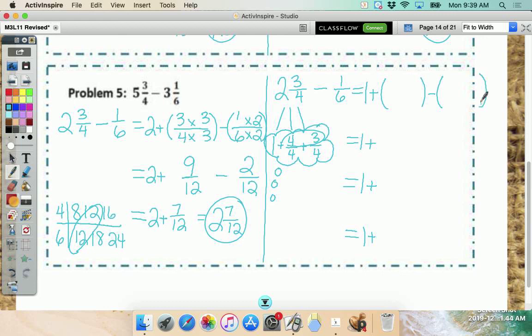There are going to be times when you have to make the first fraction larger. And I'll show you in a minute. So this is method 2. Do we still have 12 for the common denominator? Yes. So go ahead and solve that one.